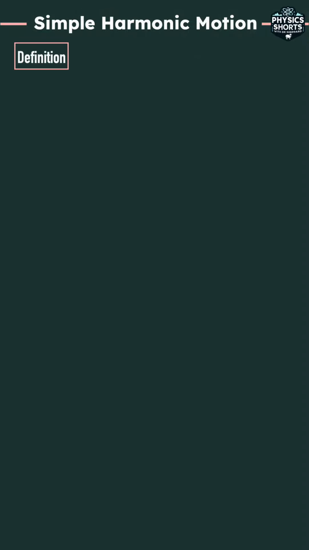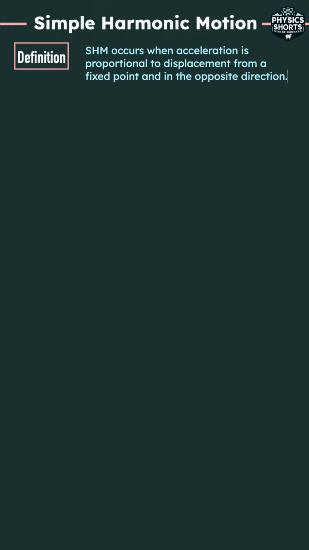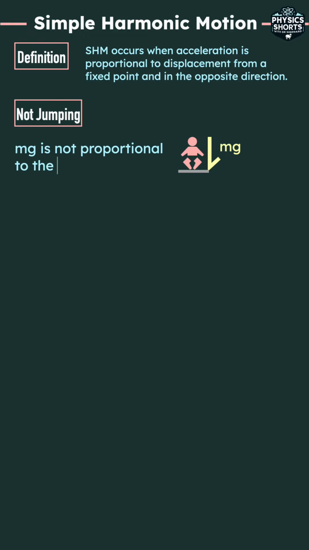We define simple harmonic motion by stating that it occurs when acceleration is proportional to displacement from a fixed point and in the opposite direction. So it's not jumping, because when you jump, the force pulling you down is constant. It's your weight. It's not proportional to the height you jump.